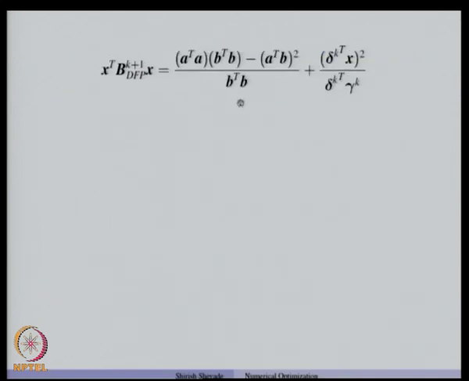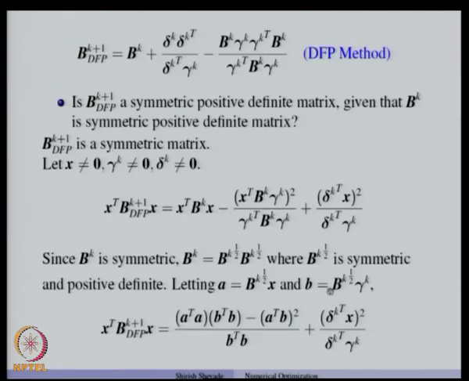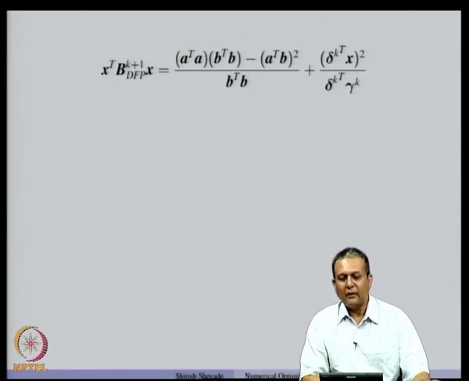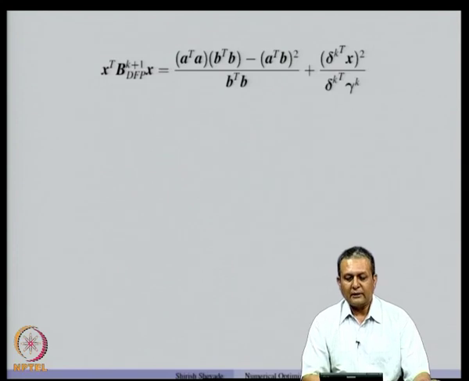Okay. So, now let us look at the first term. If you look at the numerator, you will see that the numerator is always greater than or equal to 0 because of the Cauchy-Schwarz inequality. This numerator is also greater than or equal to 0. Now, if you look at the definition of b, b transpose b is nothing but gamma_k transpose B_k gamma_k, and if B_k is positive definite, then this will be greater than 0 when gamma_k is not equal to 0, and we have already assumed that gamma_k is not equal to 0. So, b transpose b is greater than 0, and what we have to do is show that delta_k transpose gamma_k is also greater than 0. So, let us see how to do that.